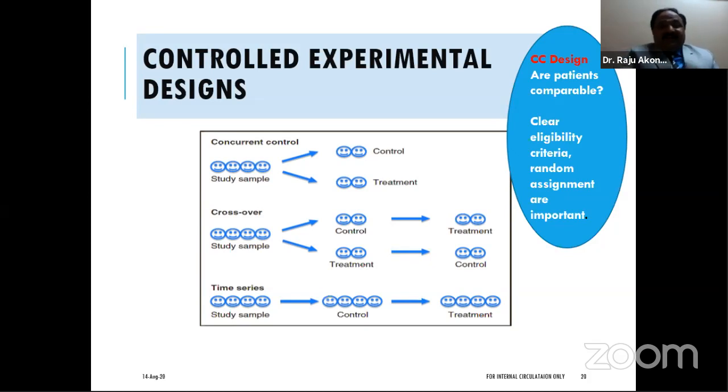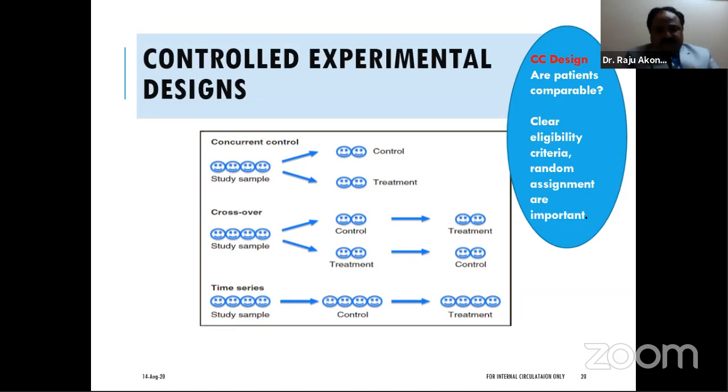You need to have a clear eligibility criteria. Random assignment is very important to balance these groups. Please remember, if random assignment is not done, then CC design, concurrent control design, is going to be a disadvantage for a controlled experimental study design.